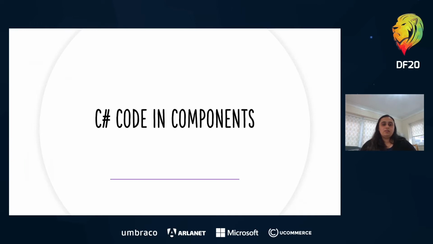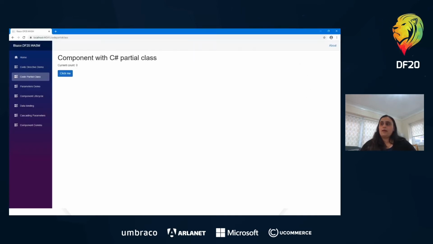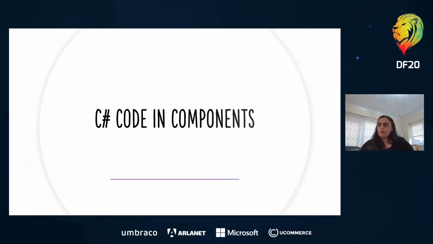And if we have a look at how this pans out on the front end, let's go to the code directive demo first. I'm clicking the button, the counter gets incremented, and I can see the code partial class is the same functionality, absolutely no change. All what you could see is the difference in the text as I move through. The functionality remains the same. It's not about how you do it, it's about how you want to present the code in your solution, essentially.